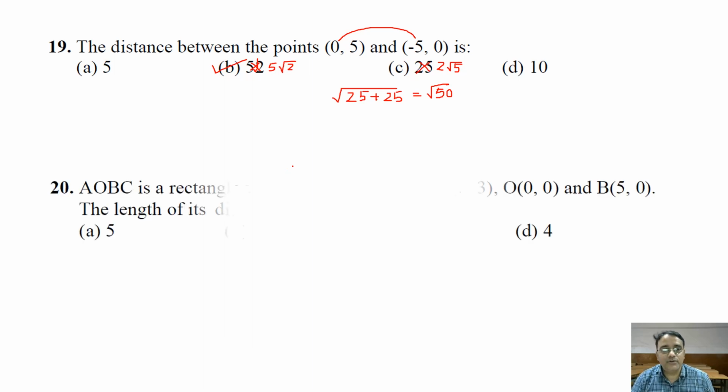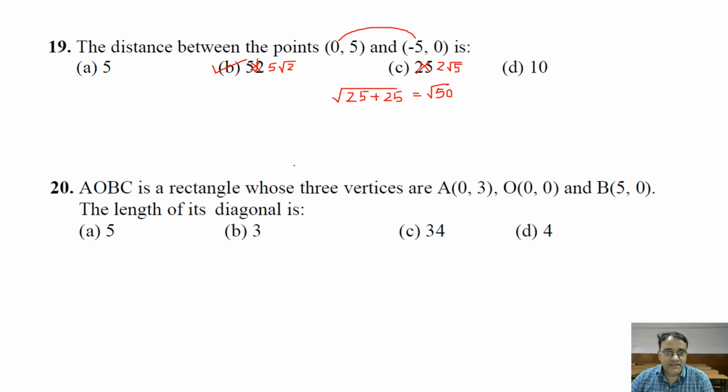Now we are moving toward question number 20. AOB is a rectangle whose three vertices are A 0, 3, 0, 0, 5, 0. Look carefully, I am showing a rough diagram. This is 0, 0. Okay, and suppose this is 0, 3 and this is 5, 0.